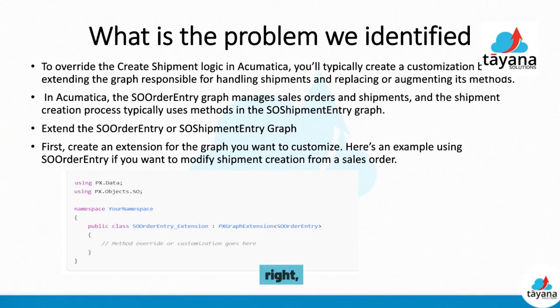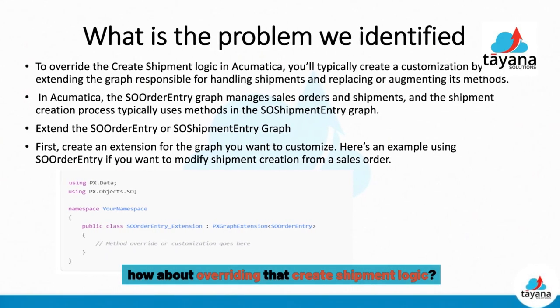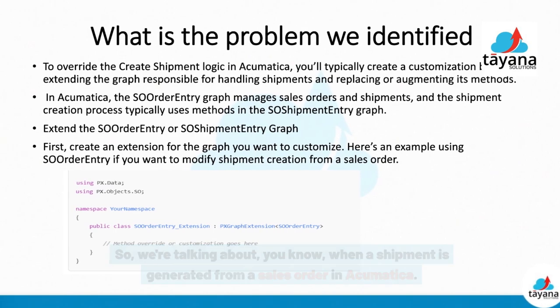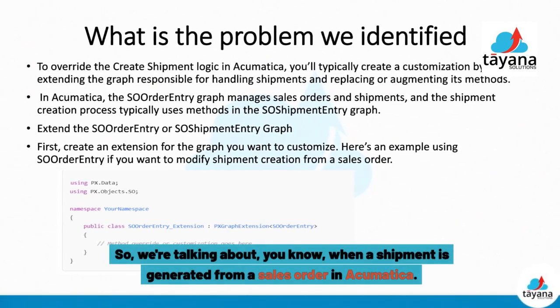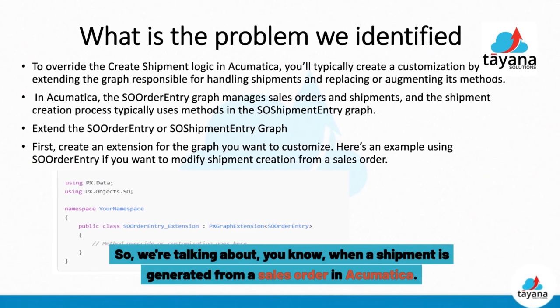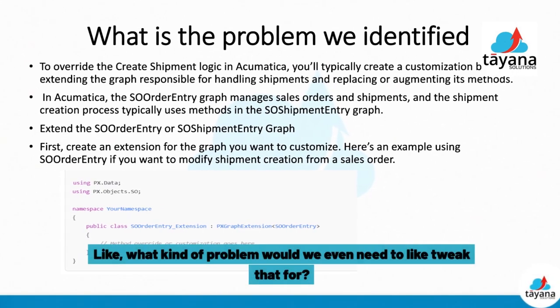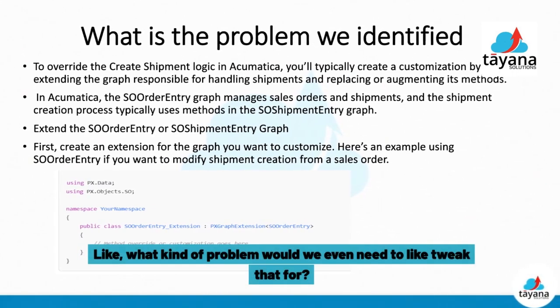Let's look at a customization. How about overriding the create shipment logic? Okay, so we're talking about when a shipment is generated from a sales order in Acumatica. Yes. What kind of problem would we even need to tweak that for?